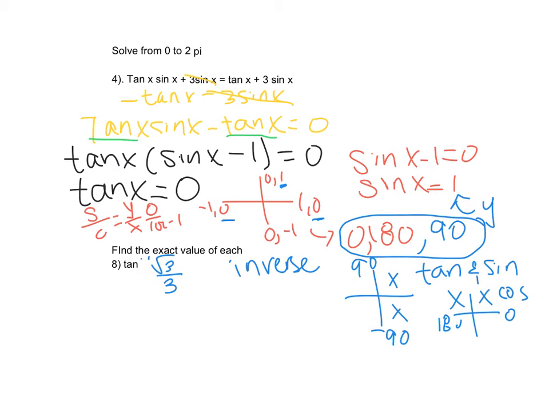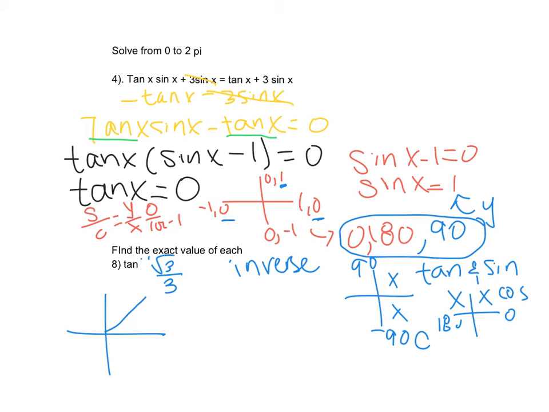For 8 and 9, I'm just doing tangent, so I'm worrying about something between negative 90 and 90. For 10, my answer is going to be between 0 and 180, and then 11, we're back to tangent again. Now with tangent of radical 3 over 3, I want to think what triangle. It's positive, which means I'm in the first quadrant, so my answer is going to be between 0 and 90.